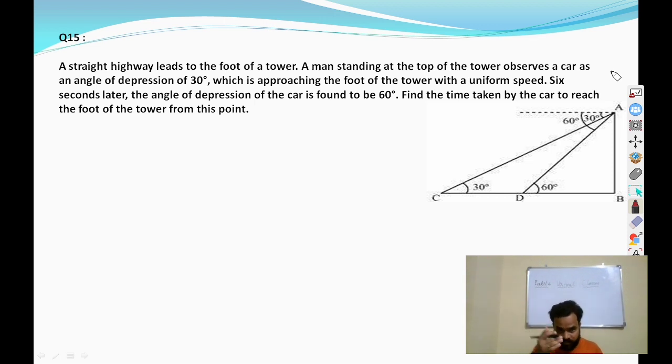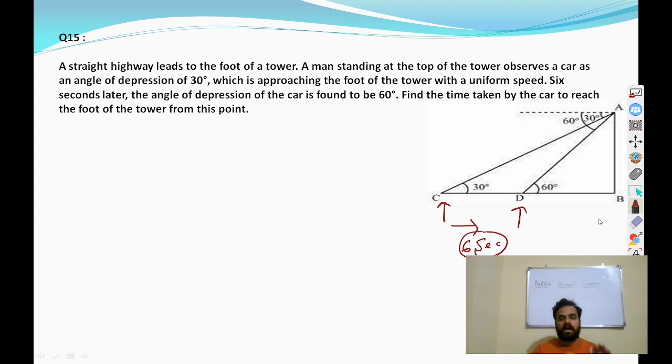Means the car is coming towards the building. Find the time taken by the car to reach the foot of the tower. Observe this diagram. Initially the car is at this point. See, it is coming towards the tower, and when it reaches point D, how many seconds is it taking from here to here? 6 seconds. To move from C to D, it is taking 6 seconds.